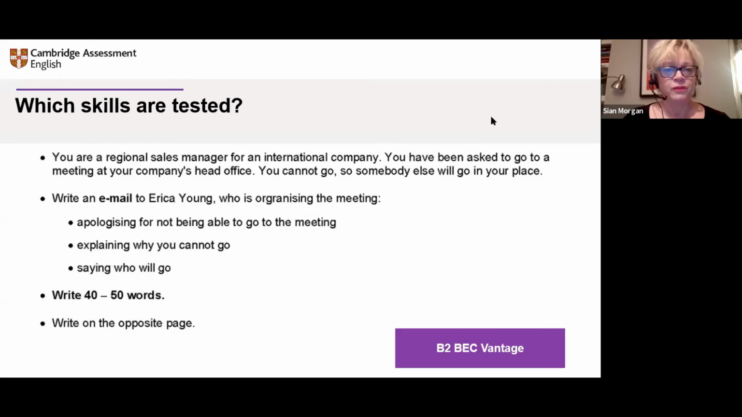And here you have the task, what the learner has to do. Write an email to Erica Young, who is organising the meeting, apologising for not being able to go to the meeting, explaining why you cannot go, and saying who will go. Write 40 to 50 words, write on the opposite page. Okay, so you can see that this again is higher level, but B1, so not super high. They've given a word count. The prompt with the 3 bullet points is sort of helping the students to organise their piece of writing. And the skills that are tested are structuring an email.